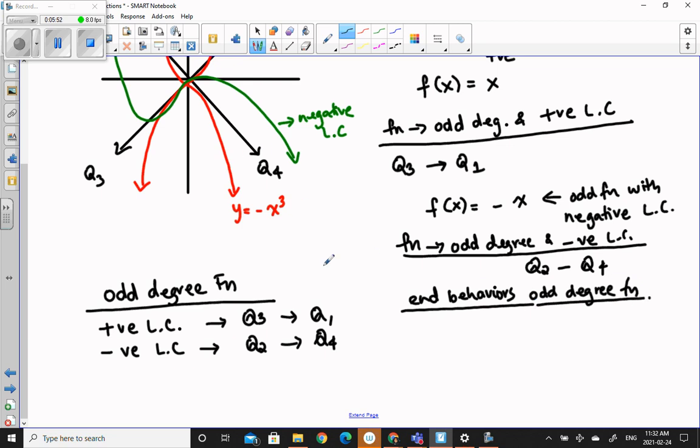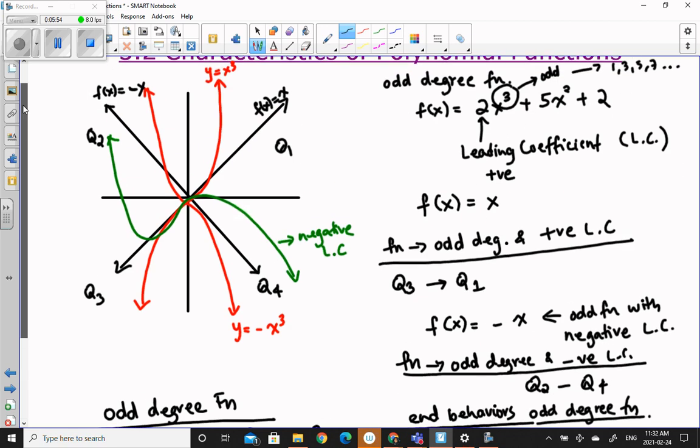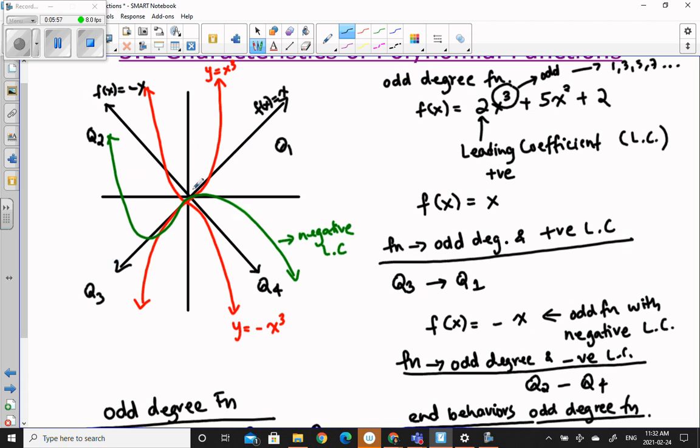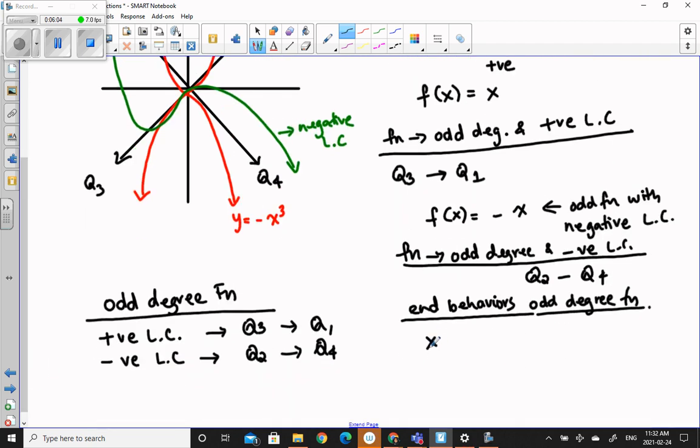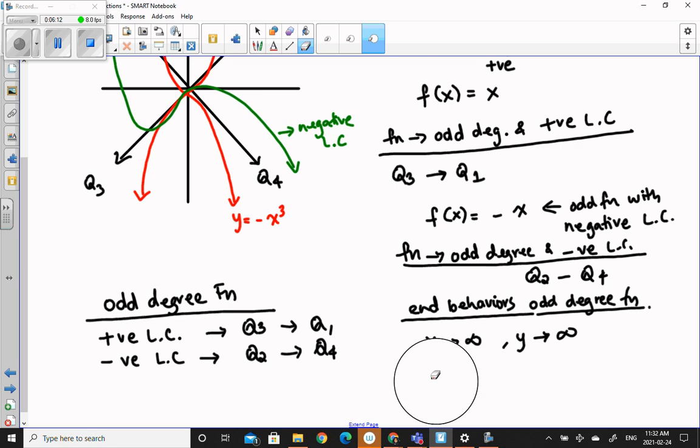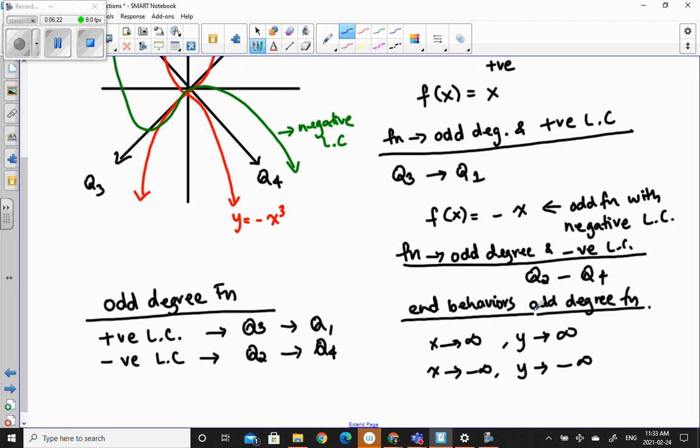Okay, so let's take f of x equals x, which is this line here. As x approaches infinity, y also approaches infinity. As x approaches negative infinity, y also approaches negative infinity. So if x approaches infinity, y also becomes more positive. When x approaches negative infinity, y also approaches negative infinity. And that's if it is a positive leading coefficient.